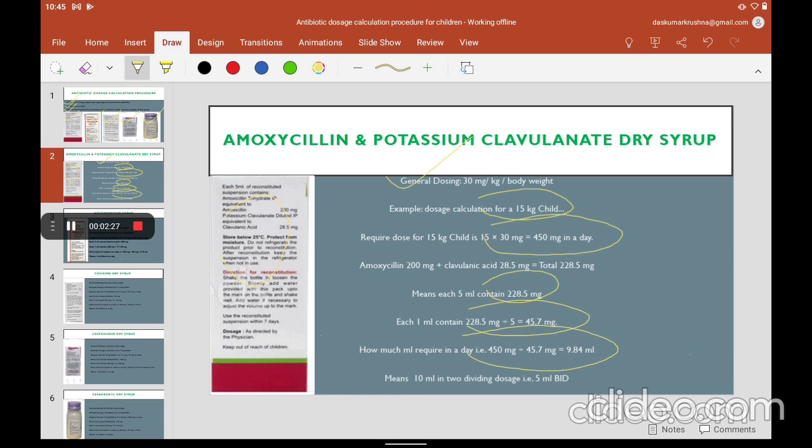And the duration of therapy depends upon the symptoms and severity of the patient. It may be BID for 5 days or maybe for 10 days. It is as directed by the physician.